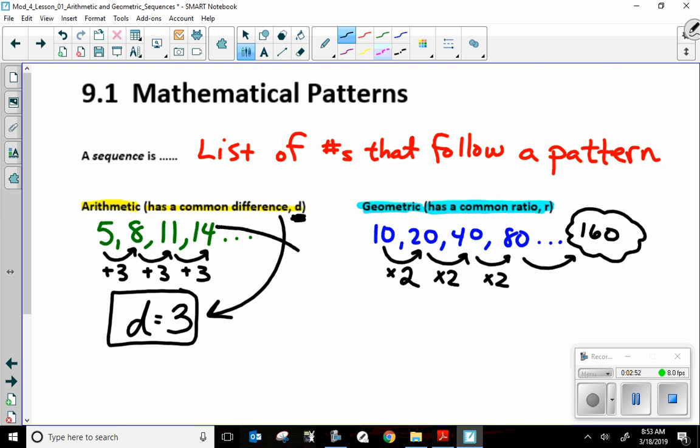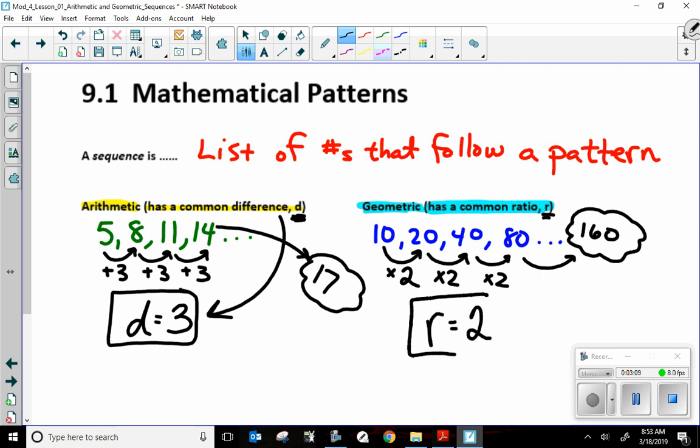Same thing with 14 here. If I had to guess what the next term would be, I would just add 3 again, and it would be 17. So if we know the pattern, we know the common difference for arithmetic, we can get to the next term. If I know the common ratio, which they call r, that ratio is I'm multiplying it by 2. Okay, I can continue that list.